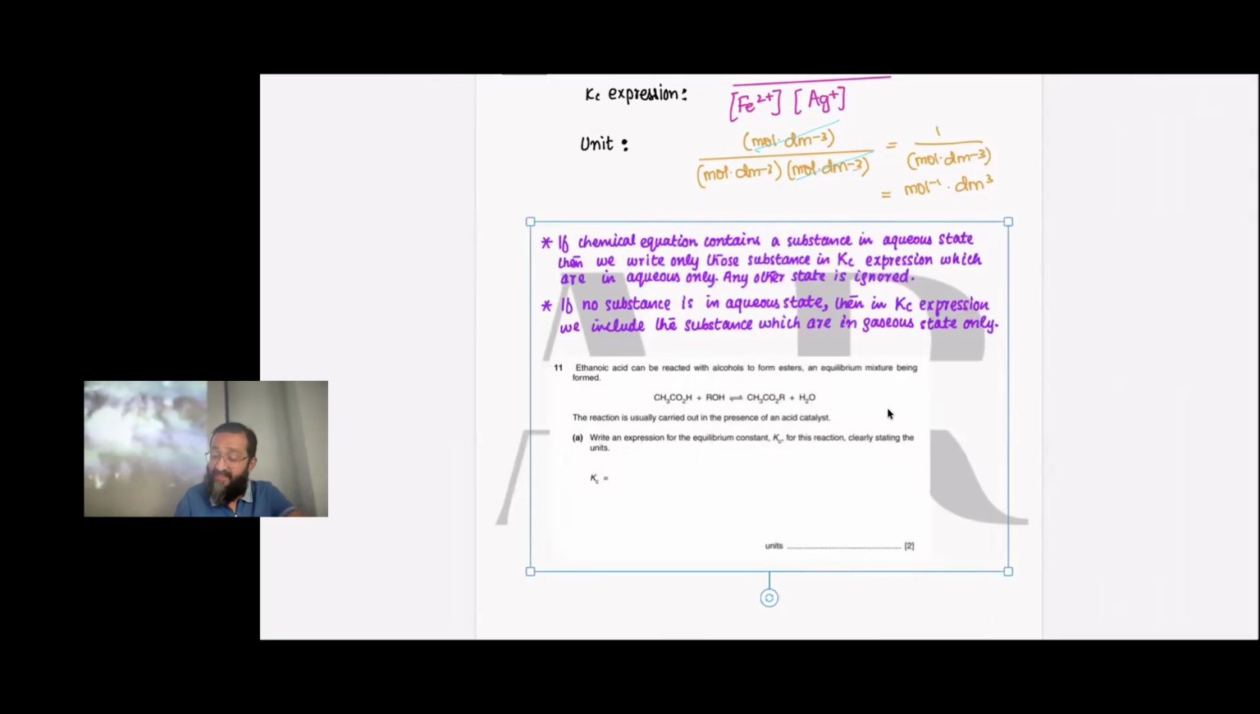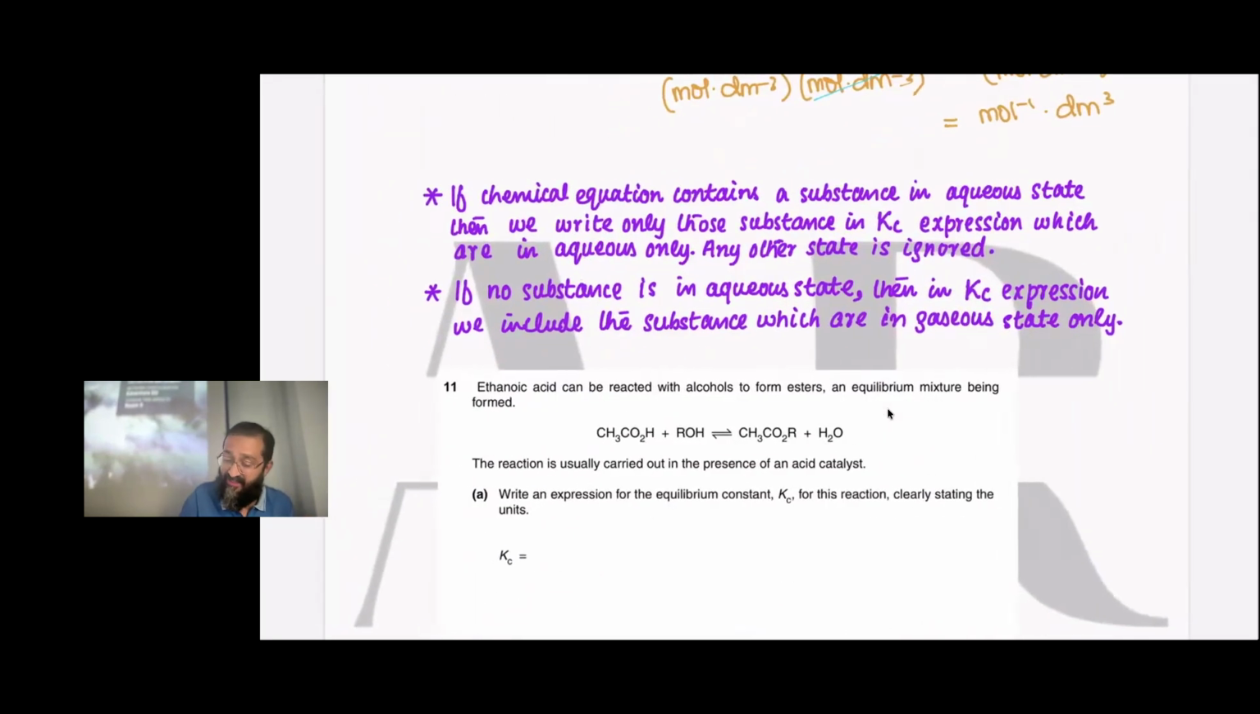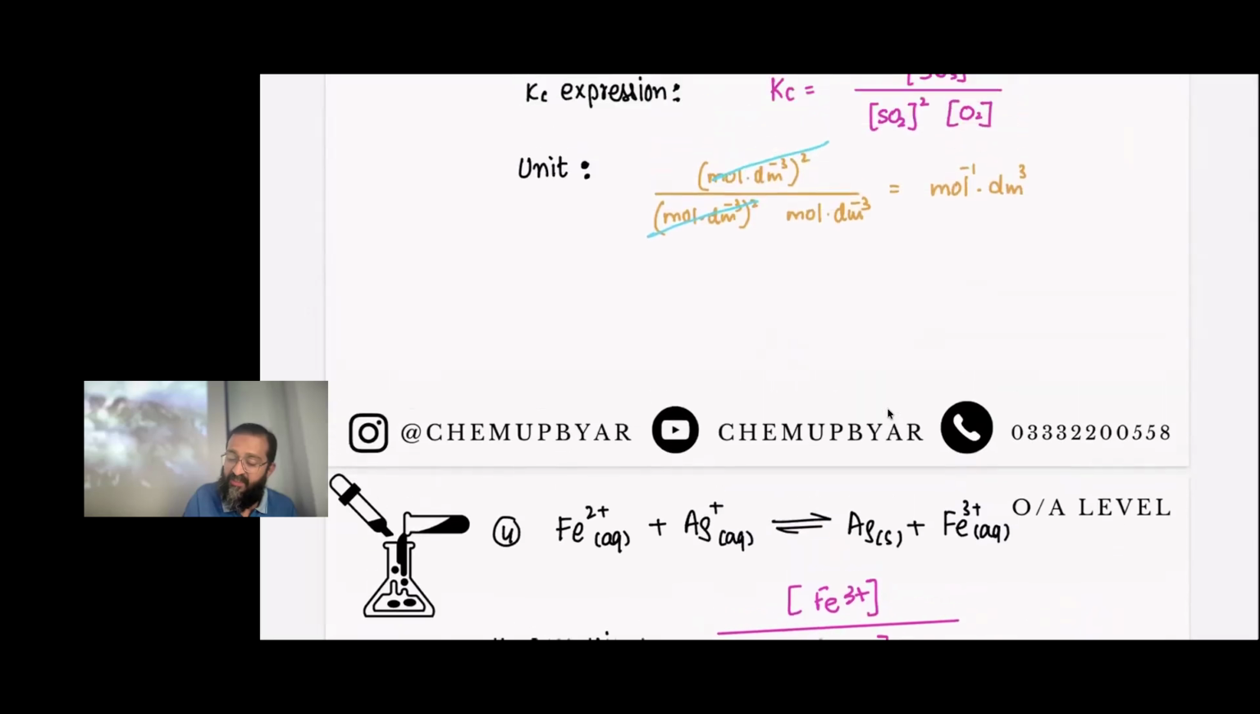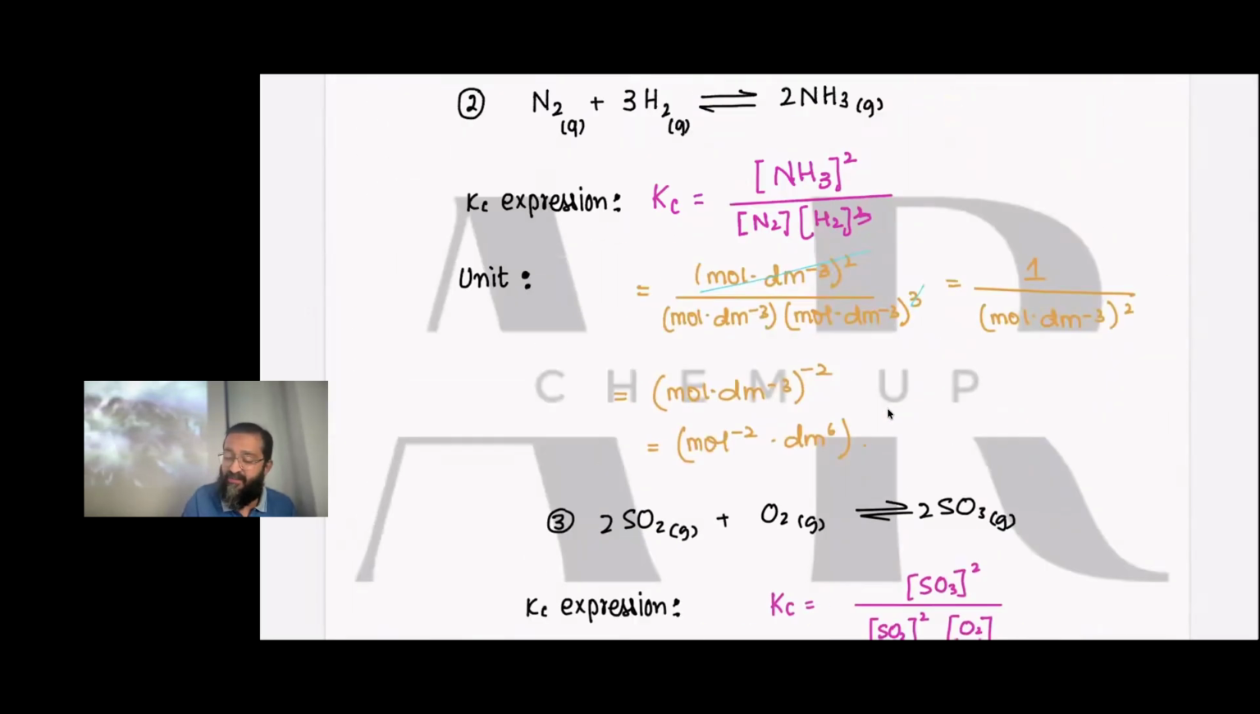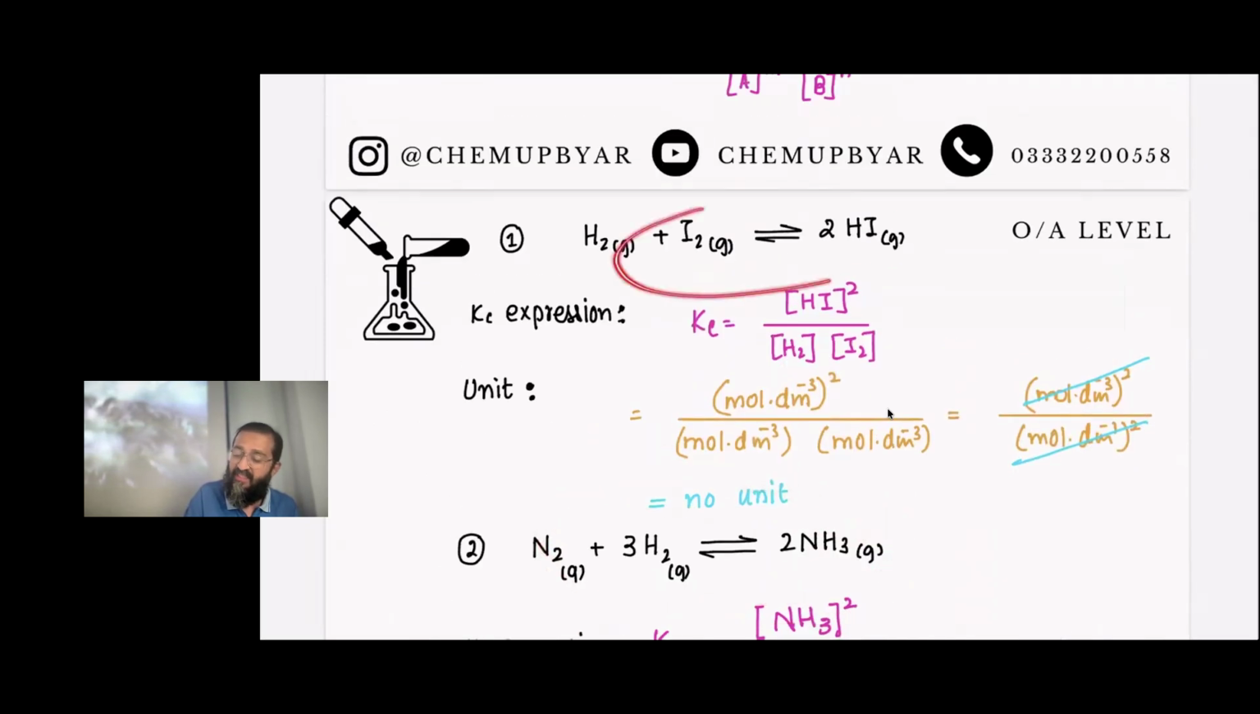If the chemical equation contains substances in the aqueous state, then we rewrite in the Kc expression only those substances which are aqueous, and we ignore all the others. But in some reactions, along with the aqueous substance, we are forming water. Water is a liquid, but that water we are able to calculate, so we include that water in the Kc expression as well. But if there is no substance in the aqueous state, then in the Kc expression we just put the substances in the gaseous state, because you can see over here these are all gases, and we use their concentrations in these three cases.